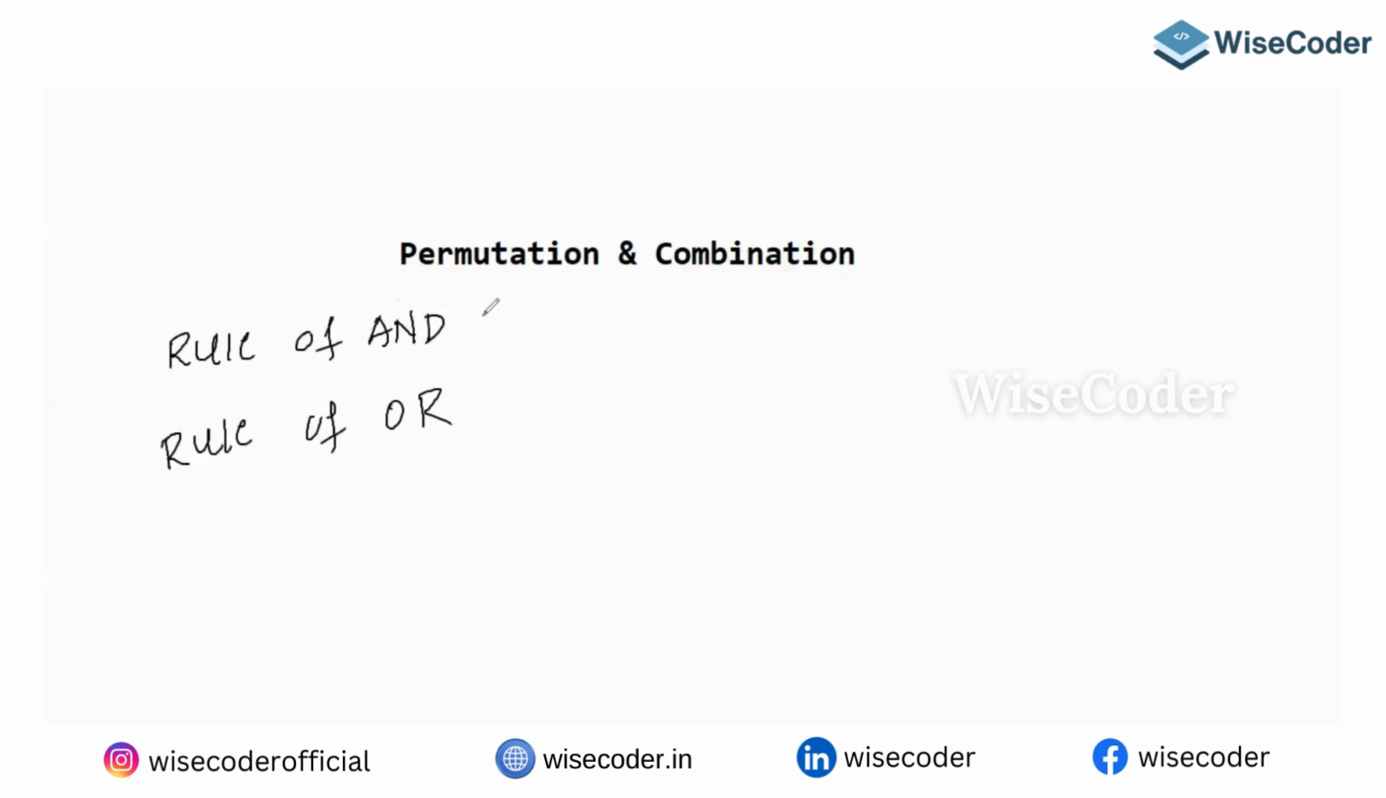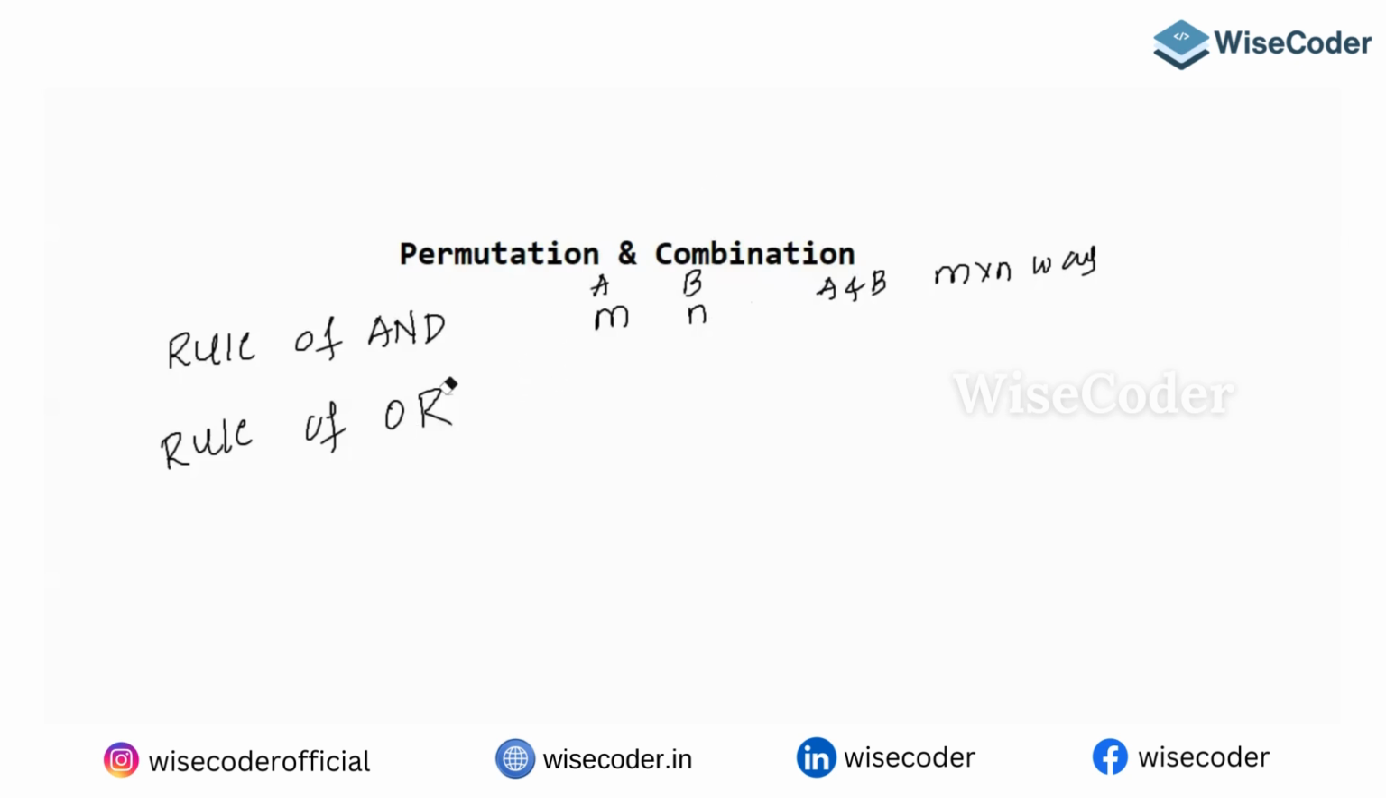What is the rule of and? If event A is happening in m different ways, and event B is happening in n different ways, then A and B will happen in m into n ways. How is this going to happen?